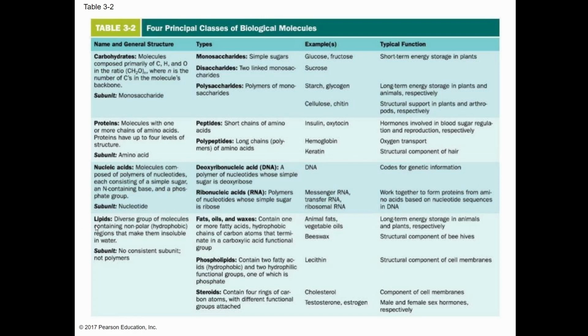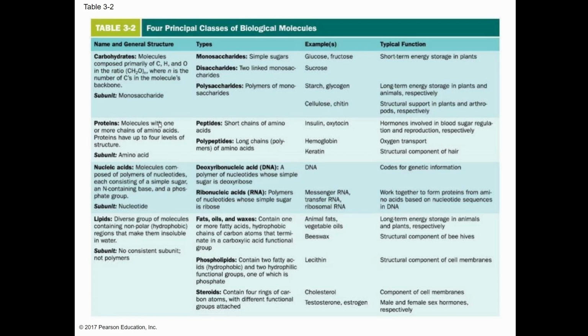Lipids are not a true polymer, and they don't have a consistent subunit that we would call a monomer, but things that make up lipids are a lot of fatty acids and sometimes a sugar alcohol. Some examples of carbohydrates: glucose, fructose, sucrose. These are all smaller carbohydrates, and when they come together, they create polysaccharides like starch and glycogen, which are used for energy storage in plants and animals respectively, and cellulose and chitin, which are used for structural support in plants and then arthropods or insects respectively.